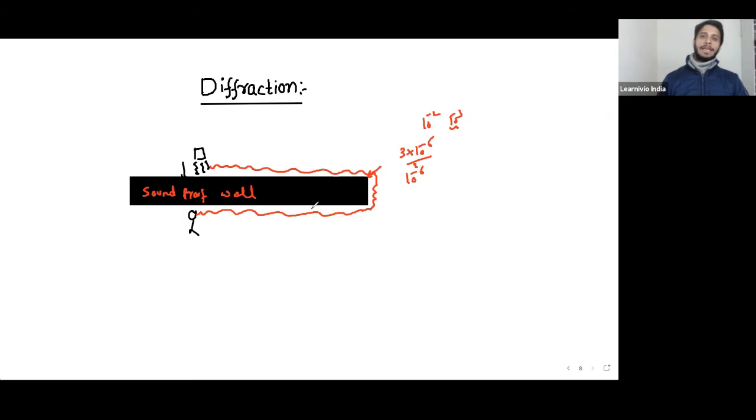But in light waves, it's not a common phenomenon. The reason is the wavelength of light is very small. The wavelength of light is 10 raised to the power minus 7 meter. So corners or obstacles of this order are hard to find. You find very rare cases where the size of the obstacle is 10 raised to minus 7 meter. So diffraction in light is not a very common observation, but in sound you observe it daily in your day-to-day life.